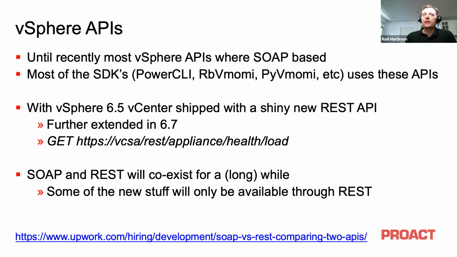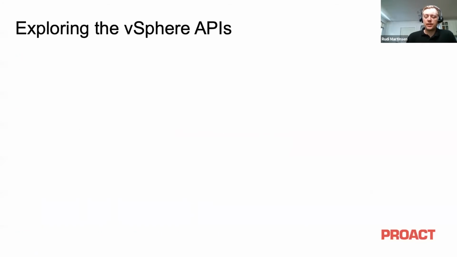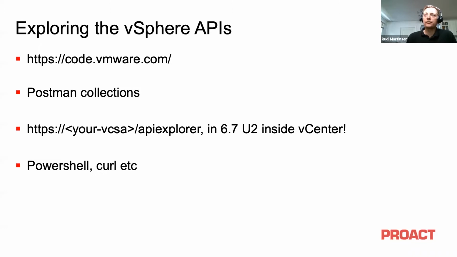Okay, so how do we explore these APIs? Well, there are a lot of different ways of doing that. We'll check them out. First, we have the code.vmware.com site, which is a great starting point. We have a tool called Postman, which you might have heard of, where you can explore the APIs, and we will make use of what's called collections to see some examples. We have the API Explorer, which is running on your vCenter and talking directly to your environment.